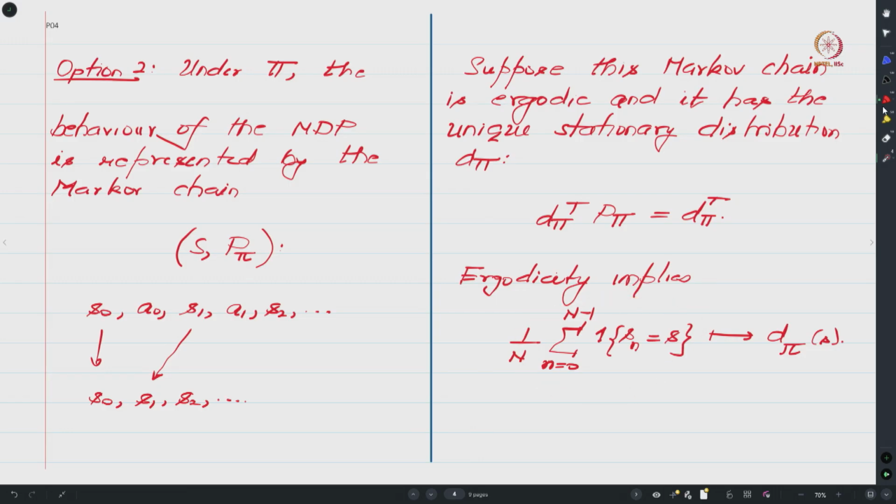One can in fact also show that the probability that S_n equals S, if you start from any state I, also converges to d pi of S. So one can see that if you start from any arbitrary state I and allow this Markov chain to evolve, then as n becomes larger and larger, the probability with which you see state S is precisely dictated by d pi of S.